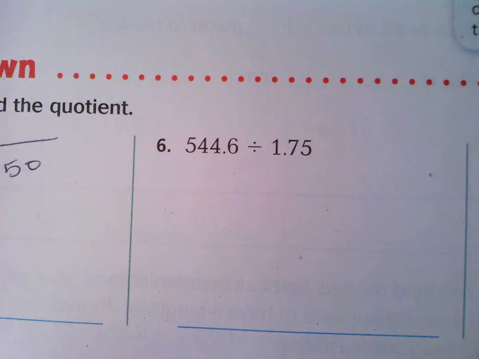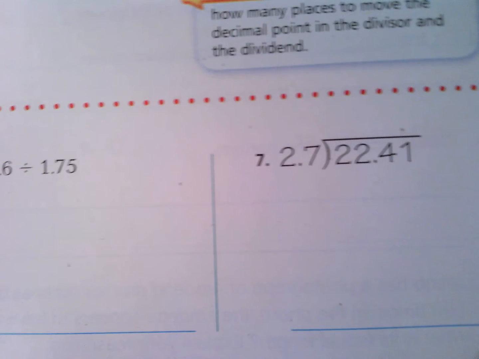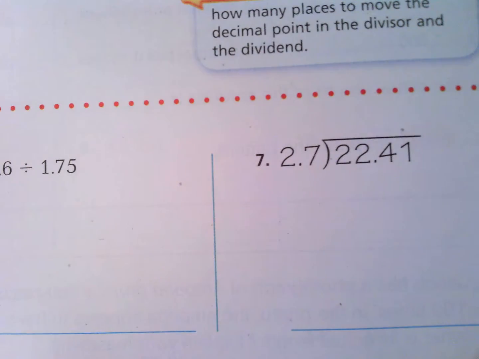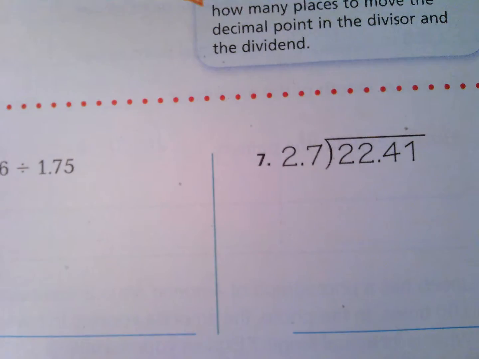All right, I'm going to go through number 7 with you, and then for 8 and 9, I'd like you to do it on your own. So for number 7, we are asked to estimate and then find the quotient. So first we're going to estimate.